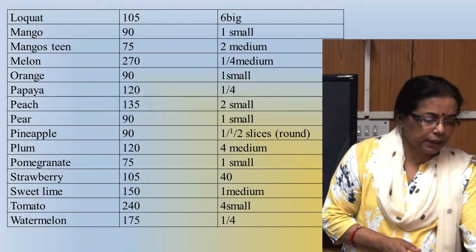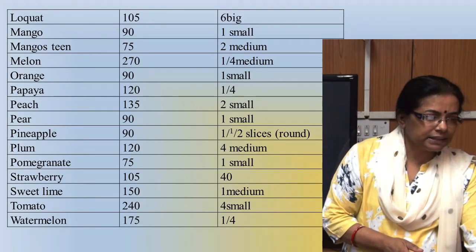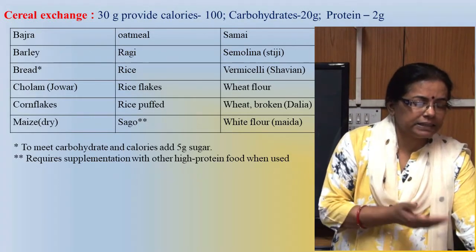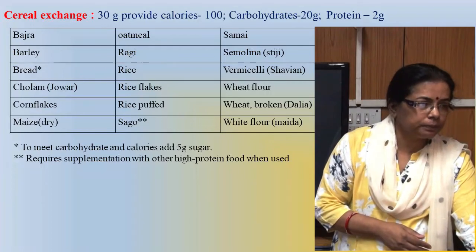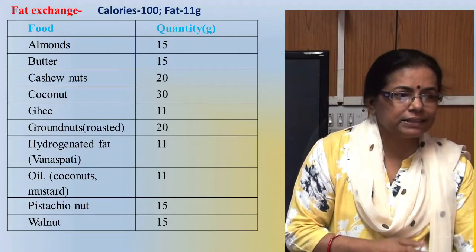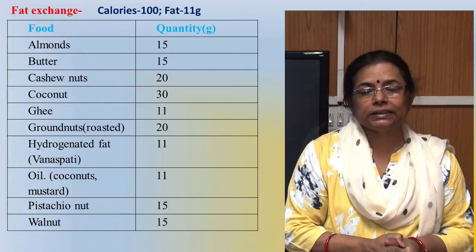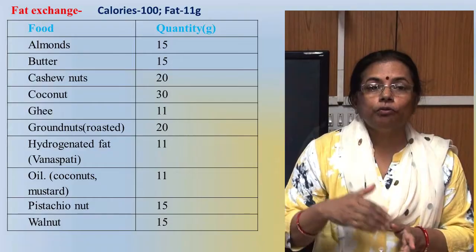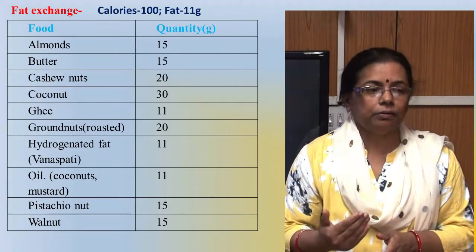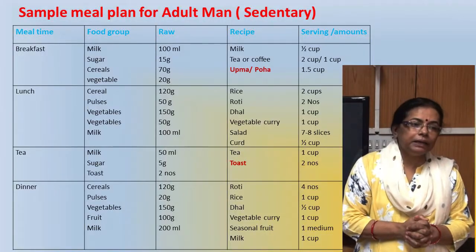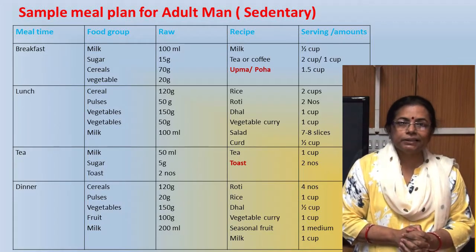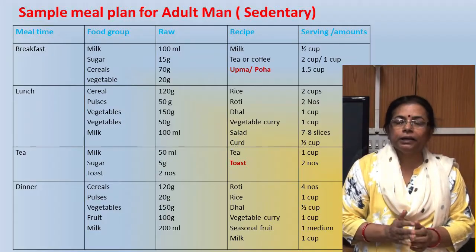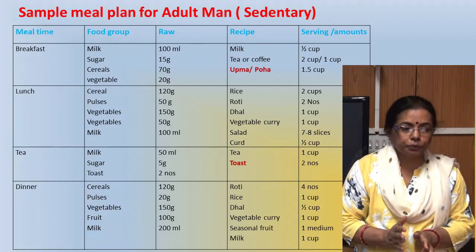This is again the fruit exchange list, and this is the cereal exchange. 30 gram of any cereal can be exchanged with each other. This is the fat exchange list. Generally, these exchange lists help a person to plan a wide variety of menus within his daily allowance. This is the meal plan for adult men with sedentary activities. And this meal plan contains the recommended amount of each food group.